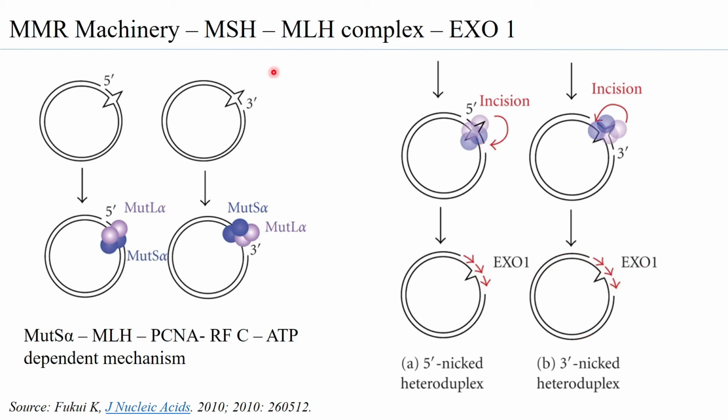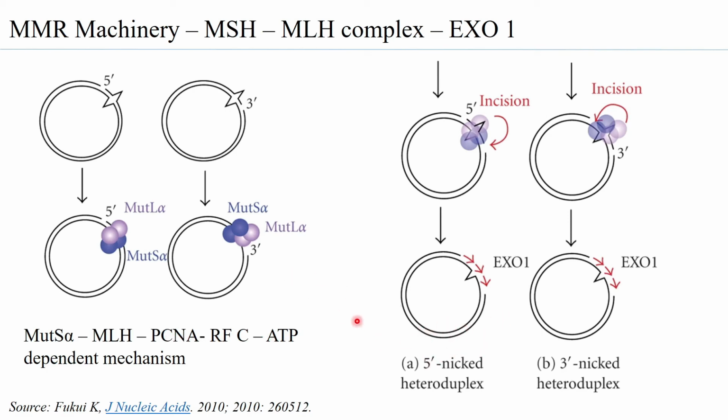So whether the cut is at the 5' end or the 3' end, MutS alpha and MutL alpha ensure that there is a cut on either side of the mismatch. And once the cut has been formed, it is Exo1 that will always bind to the 5' nick, and from that end it will start removing the strand. So with that, you have the gap, and now the gap has to be filled up with the PCNA RFC DNA polymerase complex. So that is something that is going to happen.